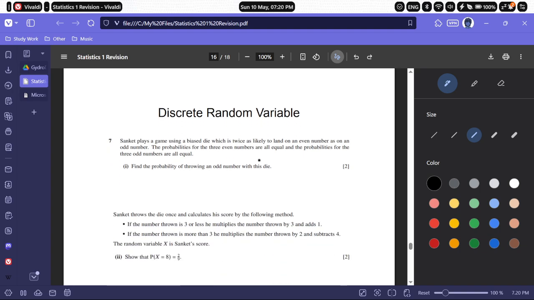So anyway, moving on to discrete random variables. You have Sanket who plays a game using a biased die, which is twice as likely to land on an even number as on an odd number.